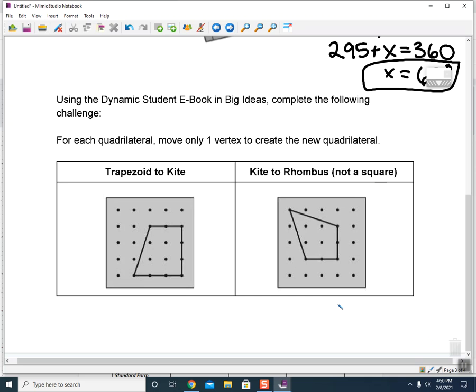Go ahead and try to figure it out and talk to each other. Figure out which vertex you had to move and where you needed to move it to make that shape, and how you knew that it was that shape. How did you know that you changed this trapezoid to a kite? What different features did it have? Spend the next couple minutes figuring out how you would do that.